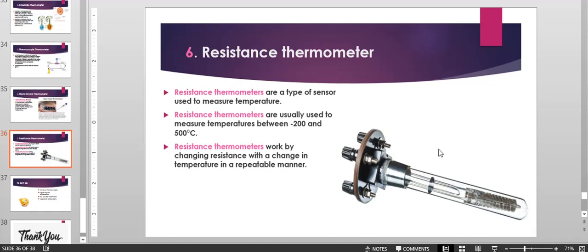As you can see in this picture as well, this plate is basically a resistor, and with every degree increase or decrease in the temperature, the resistance will increase or decrease respectively, indicating that there is a change in temperature of a certain object. Let's understand this type of resistance thermometer in a bit more detail.